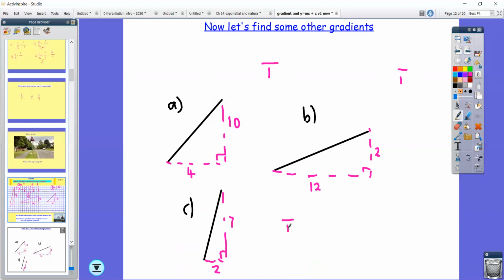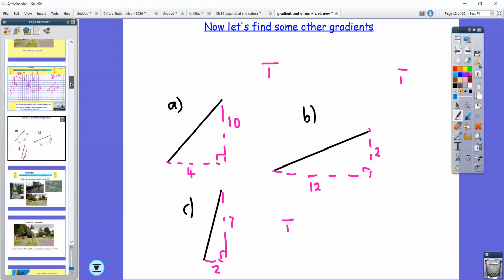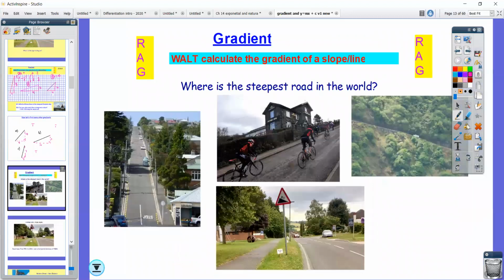Okay. Now that gives me the understanding of where they are. I might need to give some further explanation before we go on to the actual main activity here. So the main activity is, and this is where I tried to challenge, where is the steepest road in the world? So I've done a bit of research, and you can do your own with this.